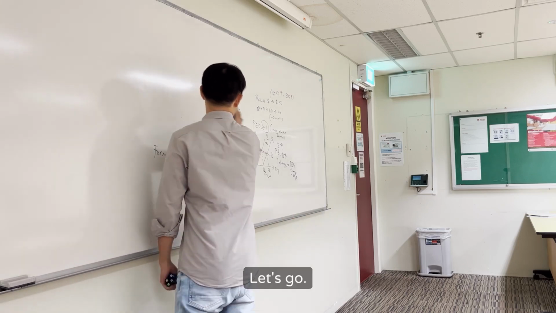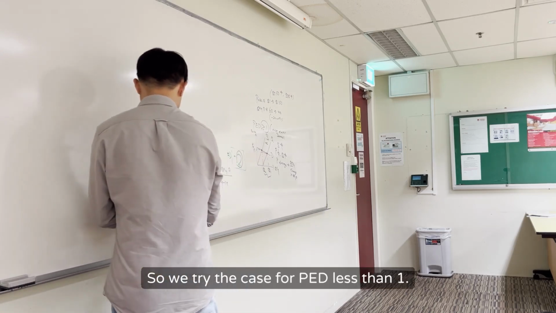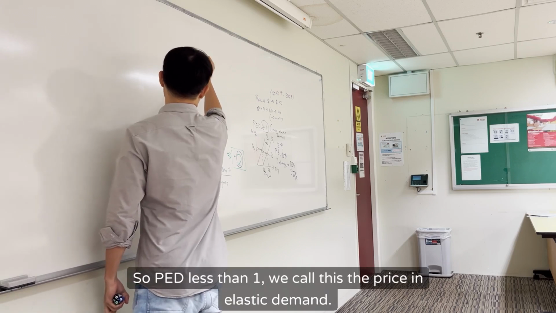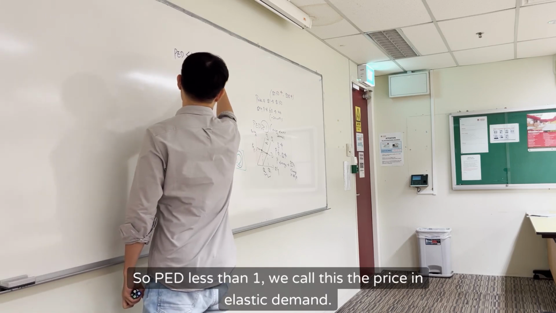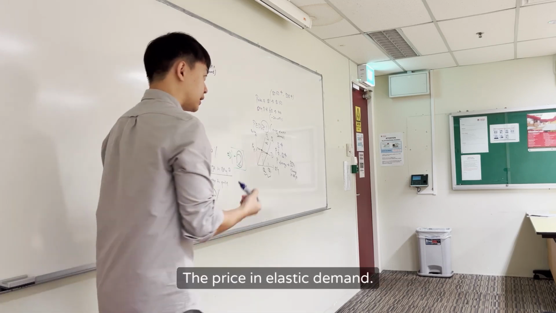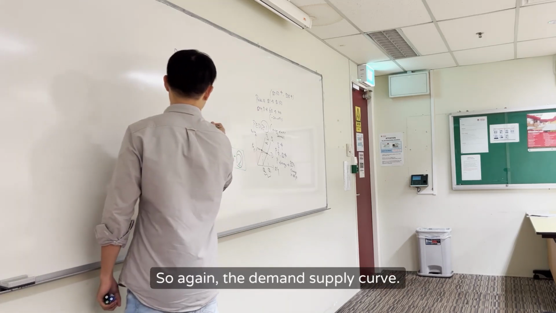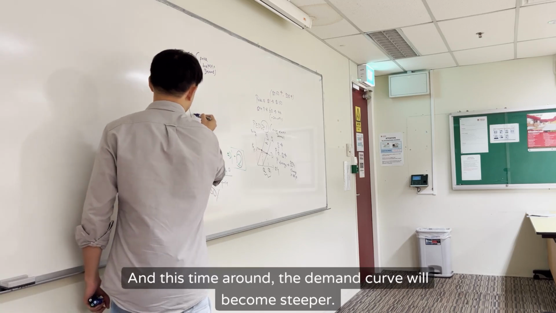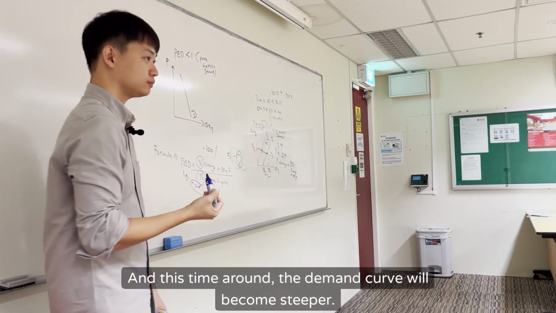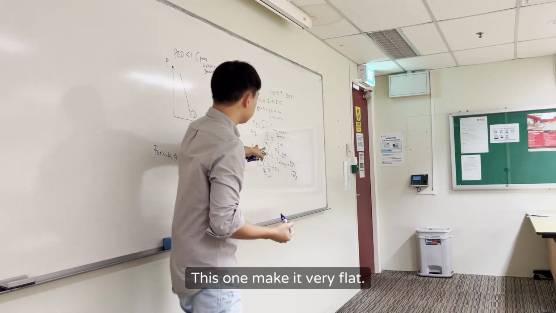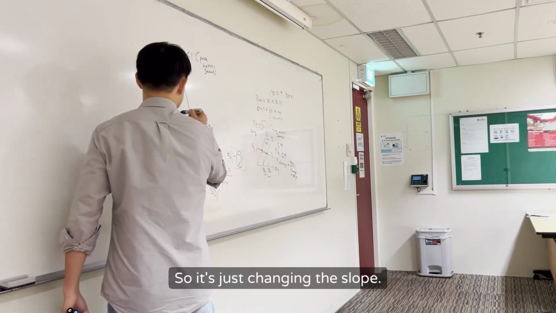Let's go. So we try the case for PED less than 1. PED less than 1, we call this price inelastic demand. Okay? Price inelastic demand. So again, the demand supply curve. This time the demand curve will become steeper. It's still downward sloping, we just make it steeper. The other one was very flat. So it's just changing the slope.